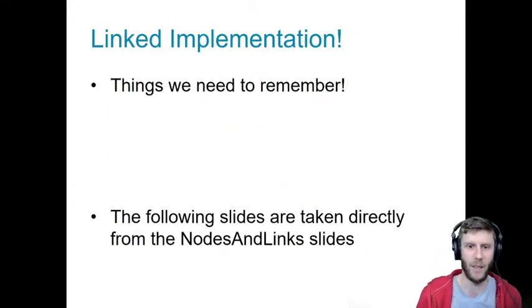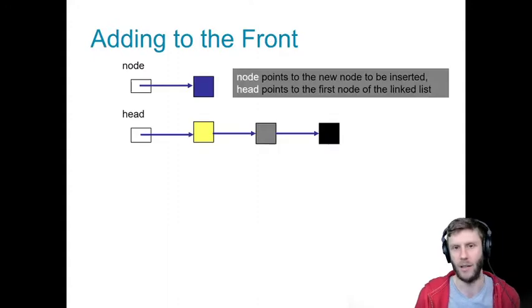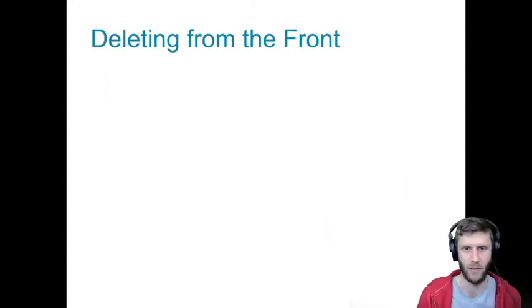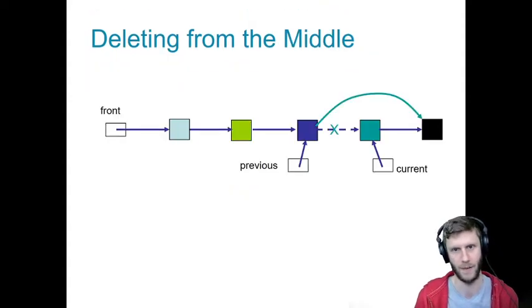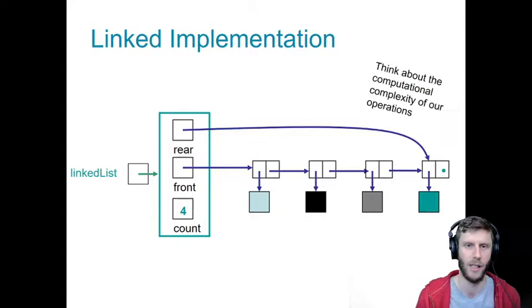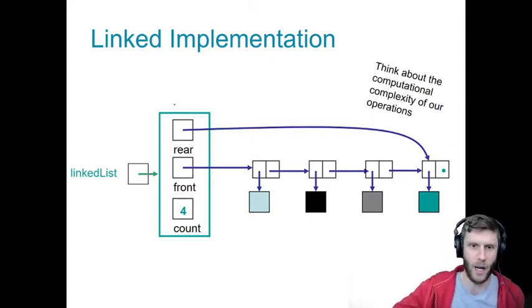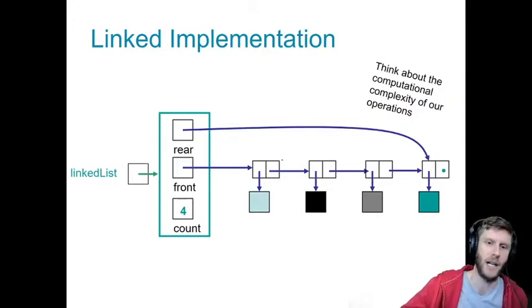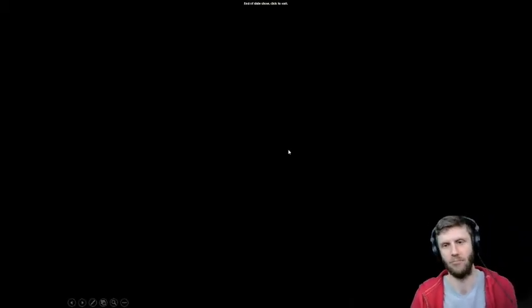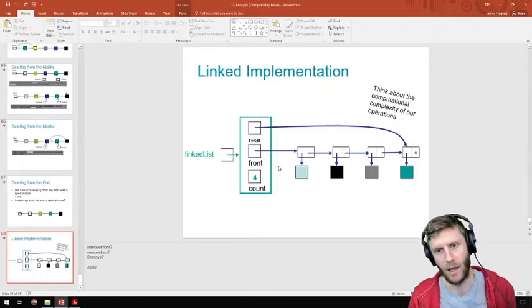Things we need to remember. I'm just going to skip over this because we did it before. This is just inserting before, after, add, and deleting. We already saw all this stuff. Think about the computation. So we talked about computational complexity for the array implementation. I'm curious what the computational complexity for all those operators are for the linked implementation. Anyways, so there we go.